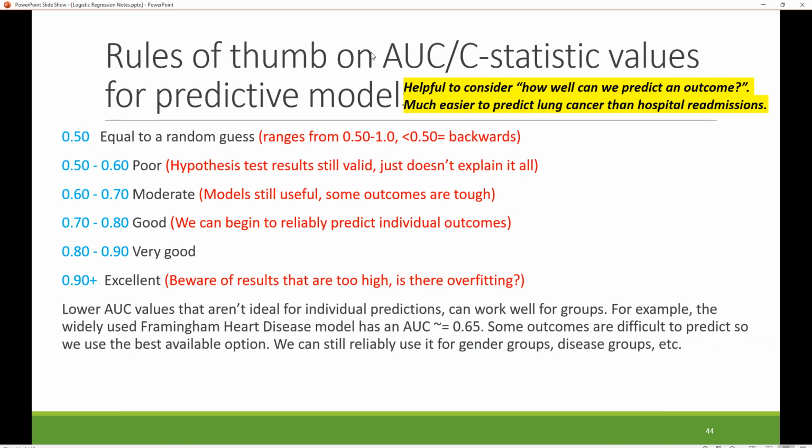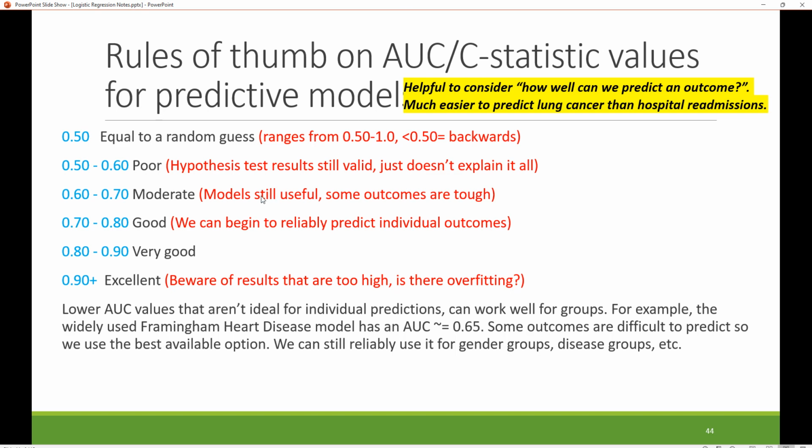These are rules of thumb on AUC and C statistic values for predictive modeling. It's helpful to consider how well we can predict an outcome. Ideally, whatever we try to predict, we're going to do a great job on it. But some things are just a lot harder to predict than others. It's probably a lot easier to predict lung cancer than hospital readmissions because we have such a strong link between smoking and lung cancer. We don't really have something like that with readmissions.